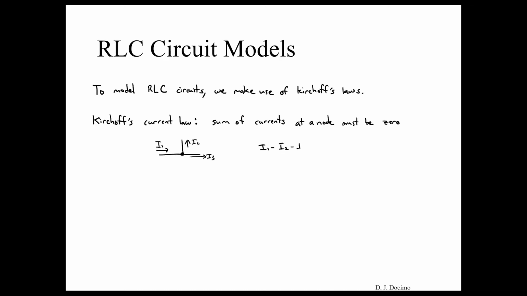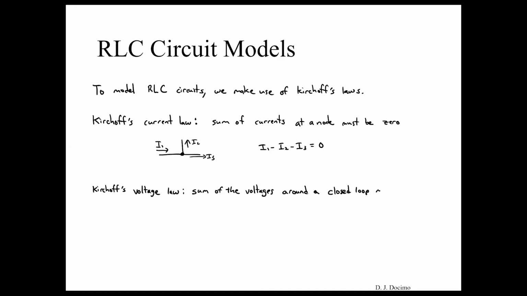For example, if we have this node here, this point where a bunch of wires interconnect, we have one current I1 coming in and then I2 and I3 coming out. What this law says is that I1 minus I2 minus I3 has to be equal to zero, because that node there can't store any energy. So all these have to be equal to zero.